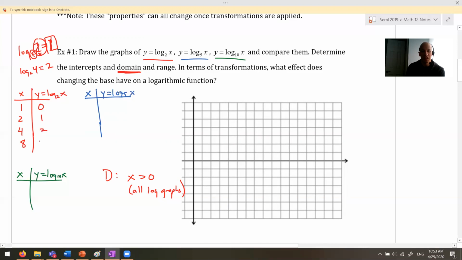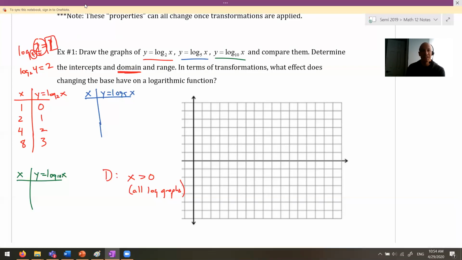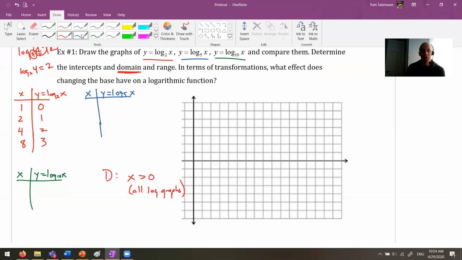And then the next one's going to be 8, and we'll have 3. And you'll notice there's a relationship here, right? 2 to the power of 1 is 2, 2 to the power of 2 is 4, and so on. And once you get that idea, you can just go through and rip through all the other ones.